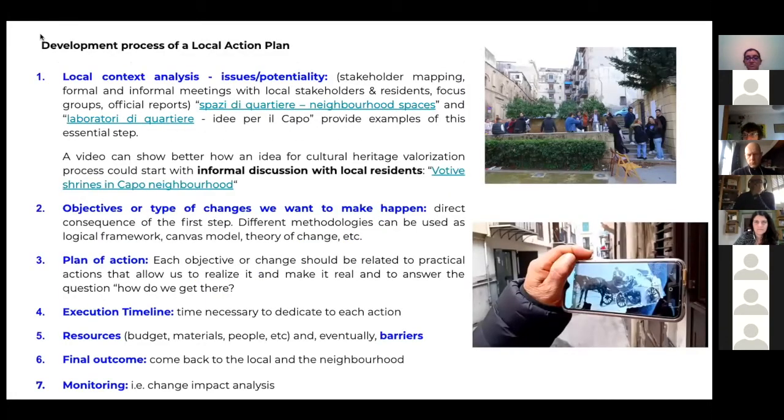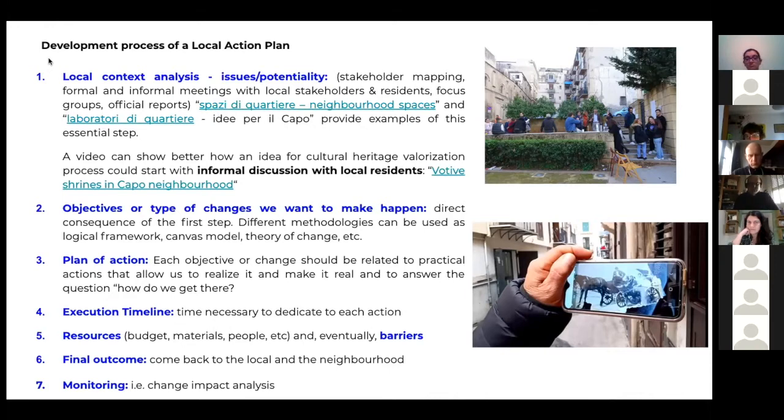We divide the phases of a theoretical local action plan in seven phases, or seven steps. Let's say that the most important, or one of the most important, is the first one, because in the first one you do a local context analysis. That is the important part in which you understand the issues, but also the potentiality that a neighborhood, a quartier, a district, an urban context in general could have.